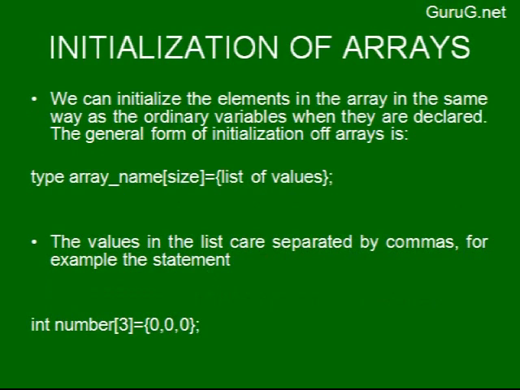We will now see how to initialize an array. Variable initialization we have seen; here we are going to see initializing an array. The general form will be like this: first you need to give the data type, followed by the array name and size, then equal to, followed by open curly braces. In the curly braces you need to give the list of values separated by commas. At the bottom you can see the example: int number of 3 equal to 0, 0, 0. So number of 0 is 0, number of 1 is 0, number of 2 is also 0. All these will be initialized to 0.